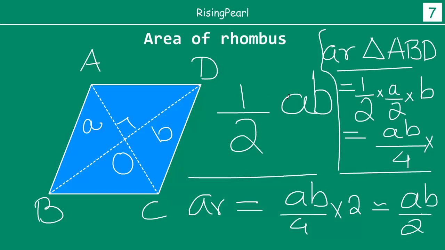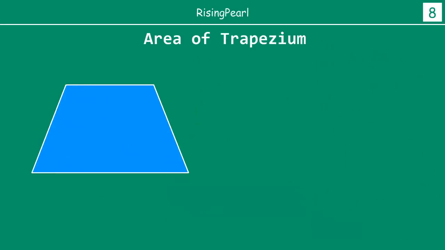So it will be A times B by 2, where A and B are the 2 diagonals. That's going to be the value for the area of a rhombus.